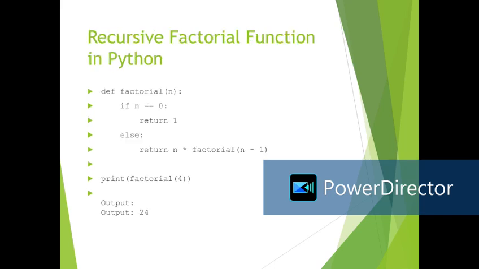Recursive factorial function in Python. We have seen factorial in C. Now let's look at Python. def factorial(n): if n == 0: return 1, else return n * factorial(n - 1). print(factorial(4)). Output is 24. The Python version is shorter and easier to read. Remember, Python uses indentation instead of braces. No need to declare data types.